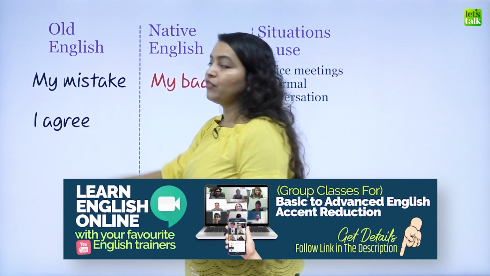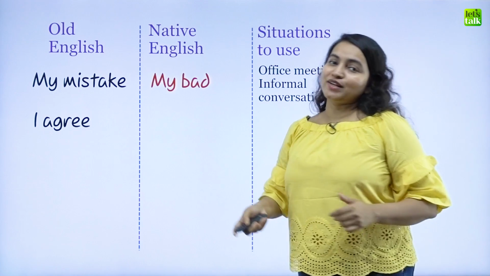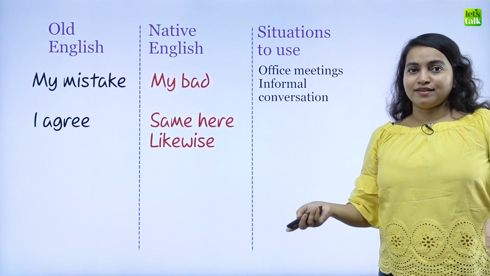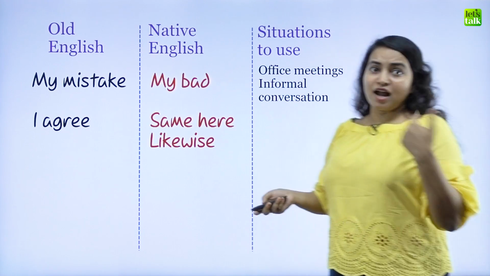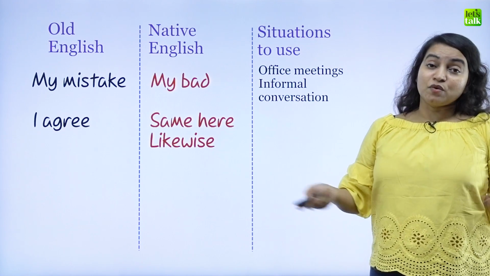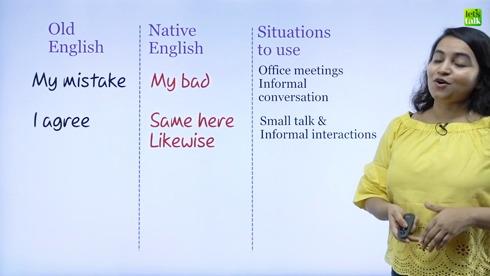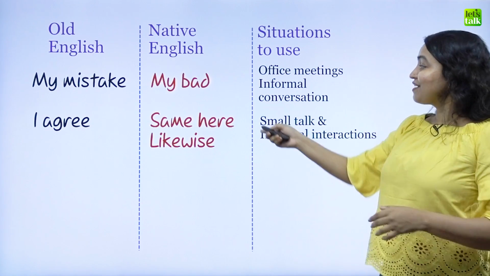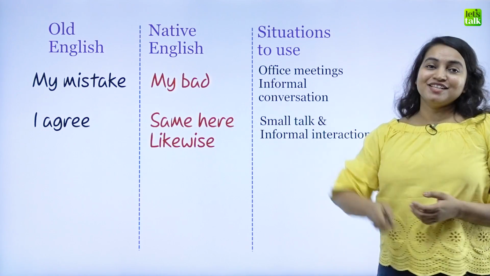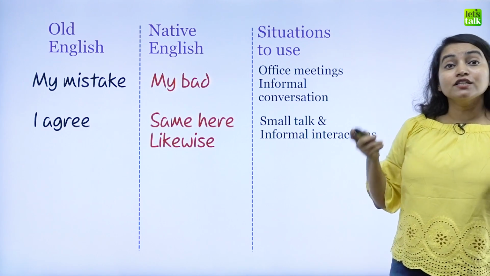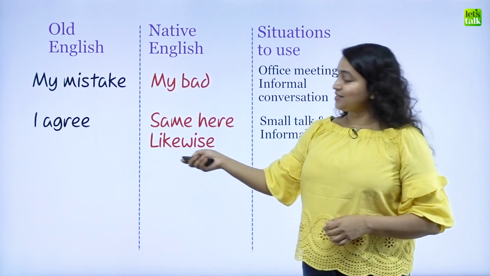Now, a lot of people, when they are in agreement with somebody, say, I agree. Nothing wrong with it. However, the native English way to say it is, same here, or likewise. So if you tell me, Seema, I did not travel last year because of the pandemic, I say, yeah, same here, or likewise. And when do we use this? We use this when we are engaging in small talk. You can watch my video on small talk where I teach you how to have conversations with people. When you want to agree with them, that's when you can use these two phrases. And of course, also when you're having informal interactions with people around you, you can use these phrases.